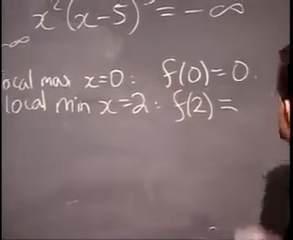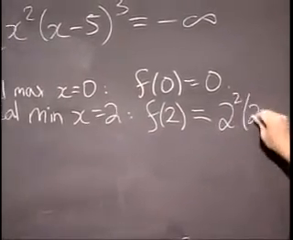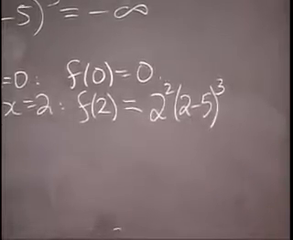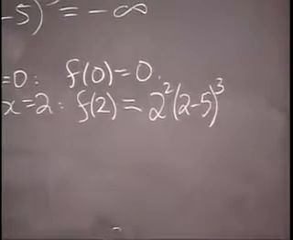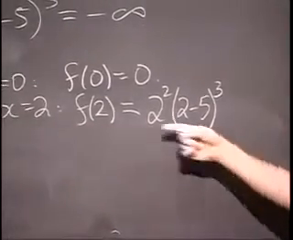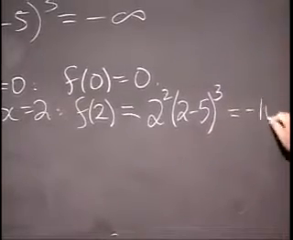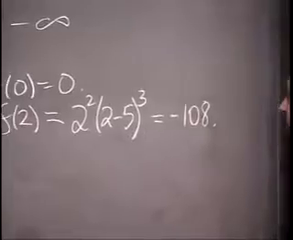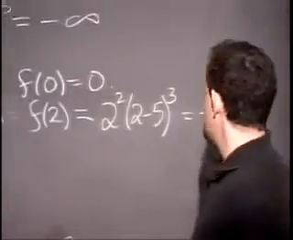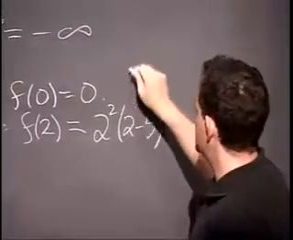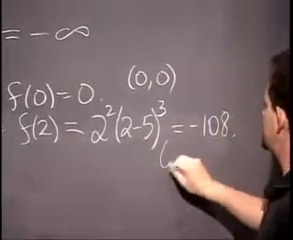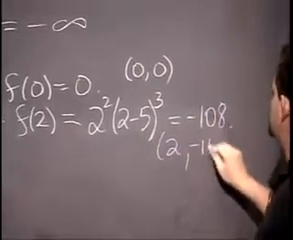Well, what is that? That's 2 squared times 2 minus 5 all cubed. This is minus 3 cubed actually, it's negative 27 times 4, which works out to be negative 108. So there's a local min, I should have said a local max at 0, 0. The local min is at 2, negative 108.